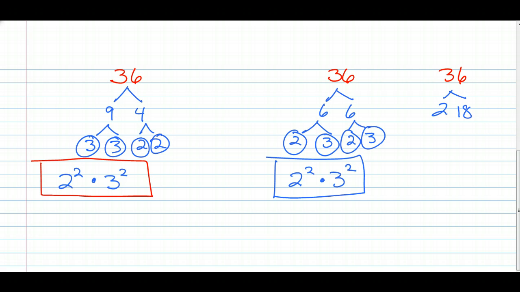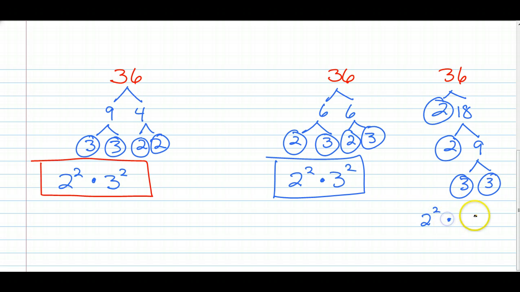Let's go over here. Well, 2 times 18, 2's prime. So I'm going to start off with a prime number right there. 18, I'm going to go with 2 times 9, prime number. And then 9, 3 times 3. Okay, there's 2 2's and 2 3's. So there you go, folks. It does not matter how you do the factorization. As long as you do it correctly, you will get the same number, and that is prime factorization.